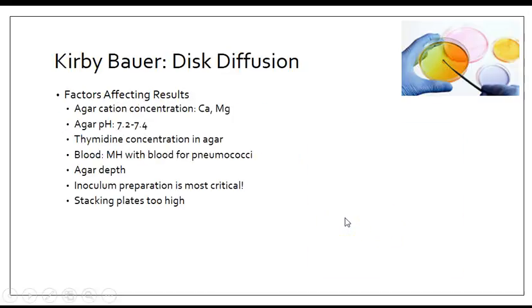The agar depth, too thin of an agar causes a false susceptibility. Too thick causes a false resistance. The inoculum preparation, it's the most critical, and we still prepare the inoculum, so this is important in our day. If it's too heavy, it'll cause a false resistance. If it's too light, it'll cause a false susceptibility. Also, stacking the agar plates too high can cause a false susceptibility.